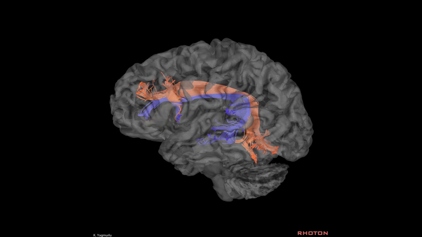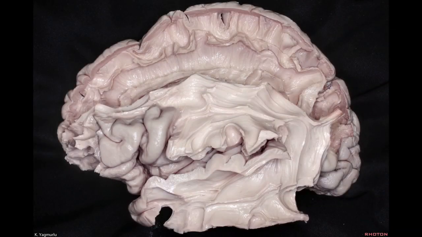The arcuate fasciculus is subdivided into a ventral part, which is the blue one, and a dorsal part, which is the orange one. In the suprasylvian area, the main long association fiber pathway is the superior longitudinal fasciculus, which has three parts: SLF1 dorsal pathway, SLF2 middle pathway, and SLF3 ventral pathway.